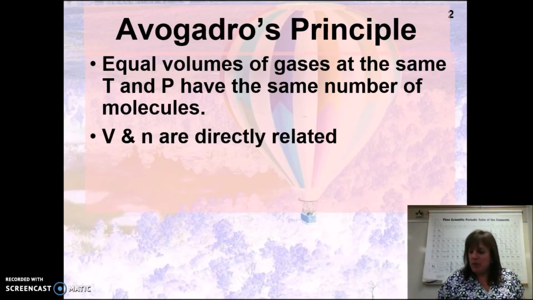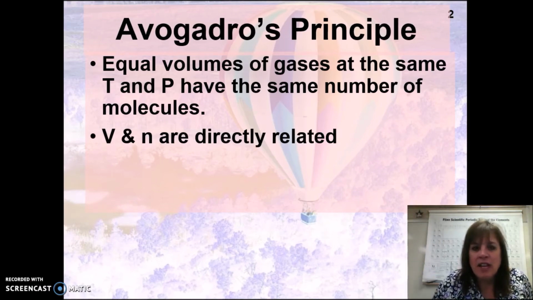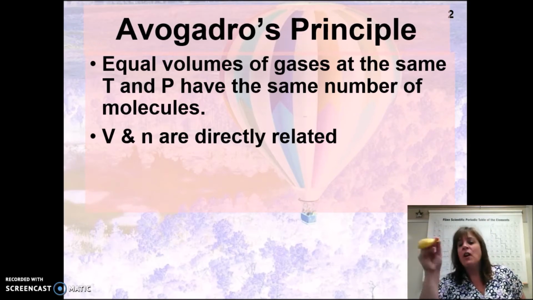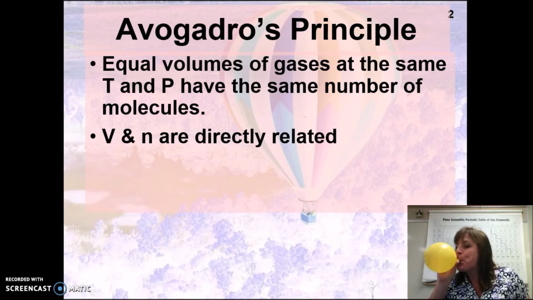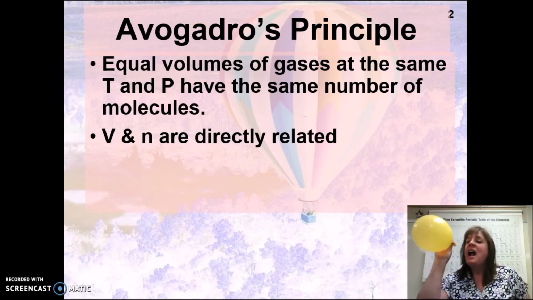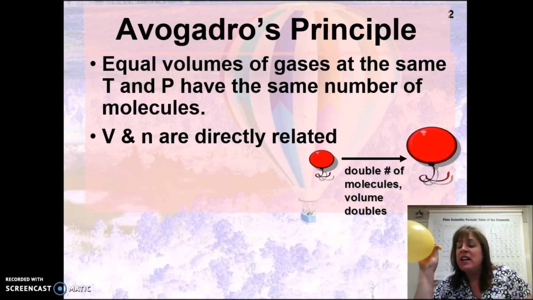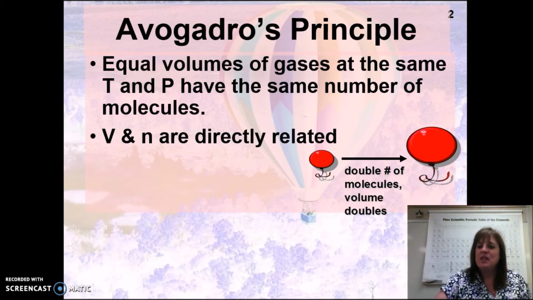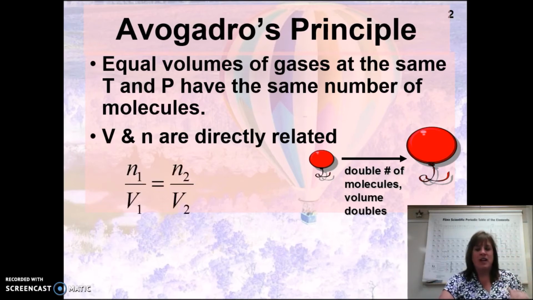Now, what he found, which makes sense, is that volume and amount are directly related. If I add more molecules or moles of gas to this balloon, its volume is going to go up. And because they're directly related, if I double the number of molecules, I'm going to double the volume. Or maybe I take molecules out and the volume goes down. So his equation, a direct relationship equation, is one divided by the other. So the amount in moles divided by the volume in liters at one condition is equal to the amount in moles divided by the volume in some other condition.